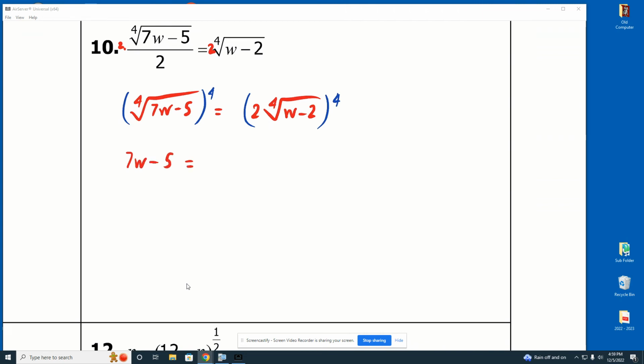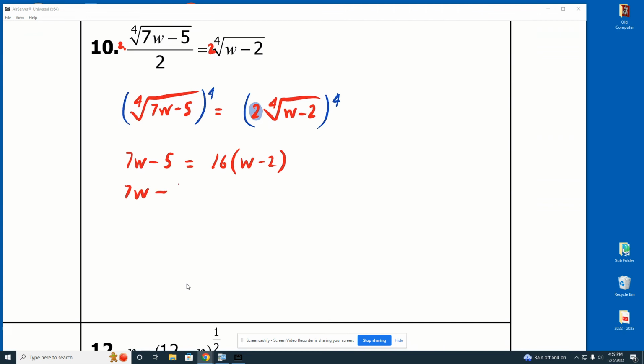On the right side, though, remember, 2 is not under the root. So it's not just going to come down like the rest of them do when the roots and the exponents cancel each other. You actually have to raise 2 to that fourth power. And that's 2 times 2 times 2 times 2. That's 16. But then that w minus 2 just kind of falls out. So what we really have here is 16 times w minus 2.